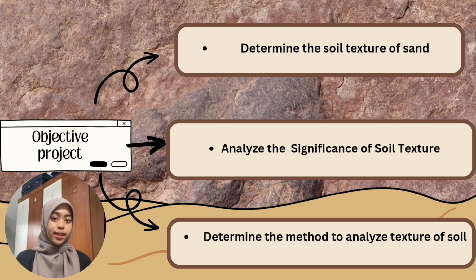So next, objective. This project has three main objectives. First is to determine the soil texture. The second, analyze the significance of soil texture. And the last one, determine the method to analyze soil texture.